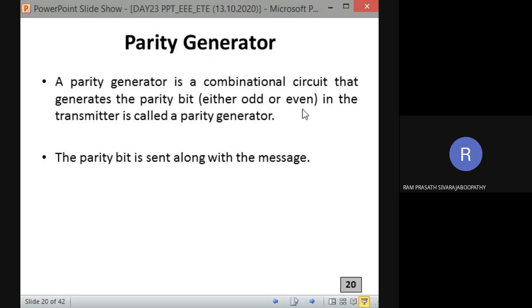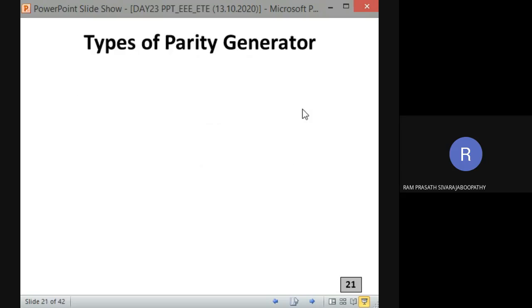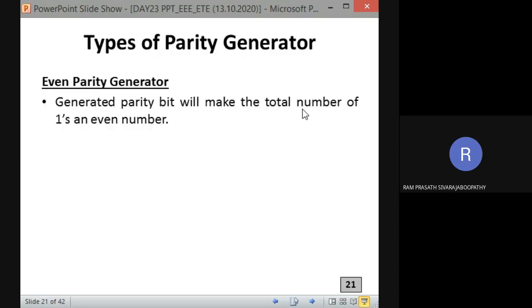Fine. The parity bit is sent along with the message. We already said there are two types of parity generator. In an even parity generator, the generated parity bit along with your message must have an even number of ones. The parity bit combined with the message bits must have an even number of ones. If so, we call it an even parity generator.